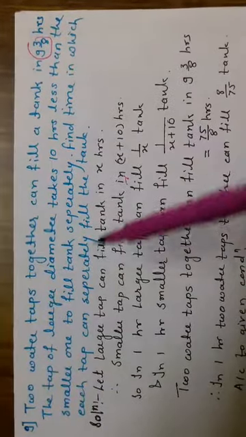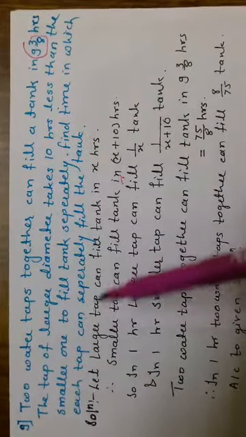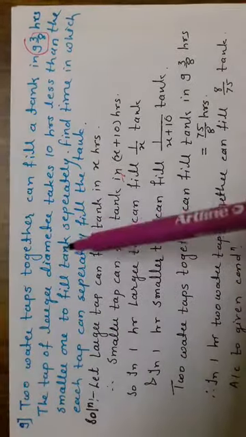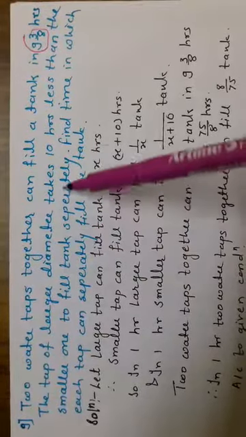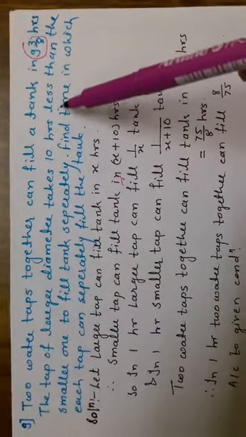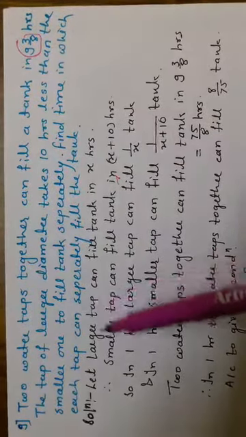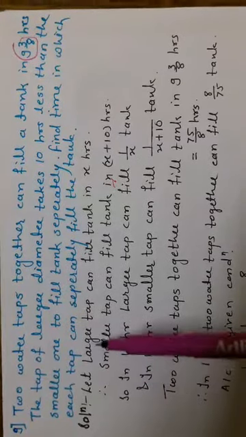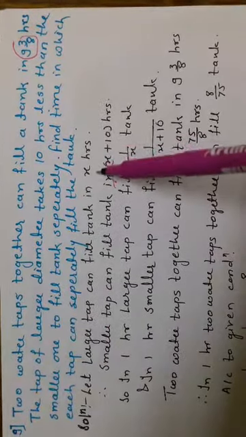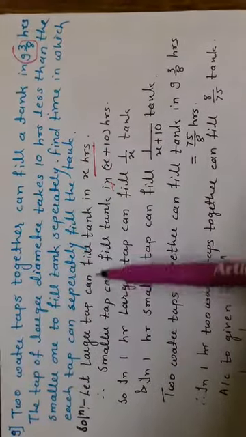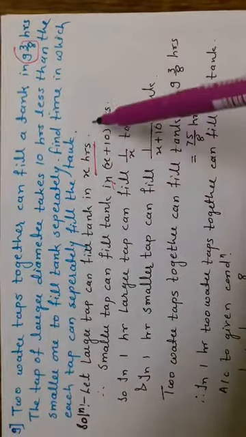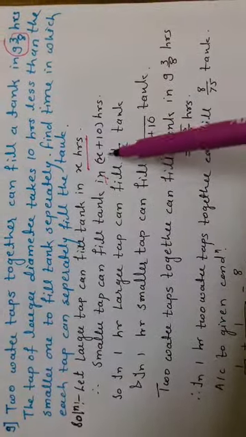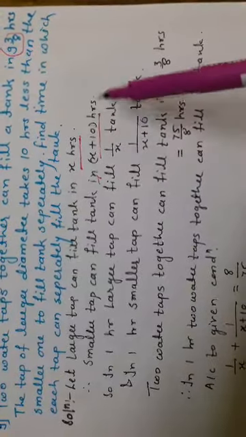Everyone knows very well, whenever we are filling a tank in our home also, when the diameter of the tap is more, then the tank will fill early, meaning it will take less time than the tap where the diameter is less. So how will we consider this? Let the larger tap fill the tank in x hours, and the smaller tap fill the tank in x plus 10 hours, meaning 10 hours more.